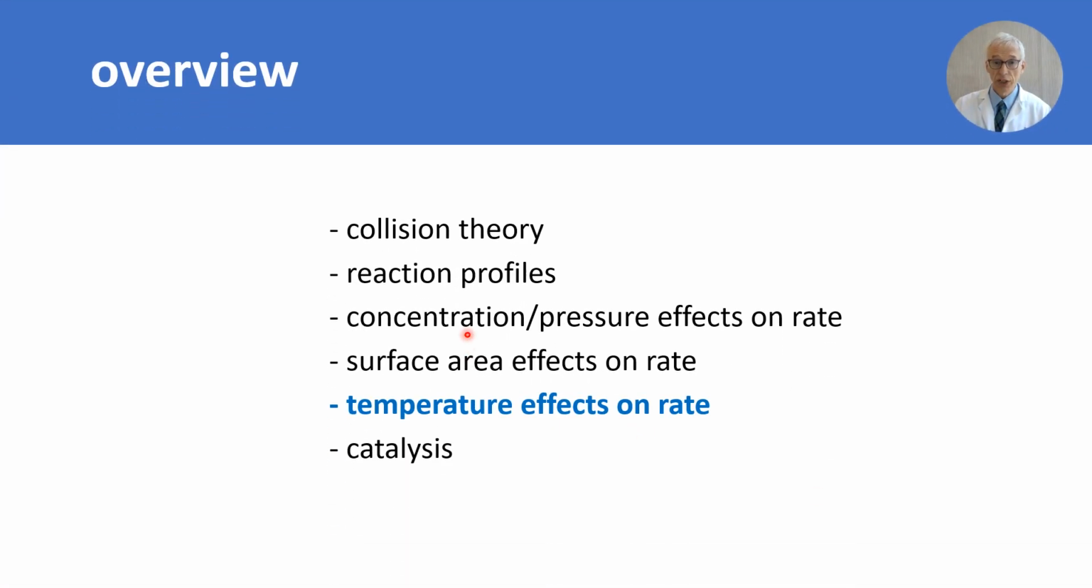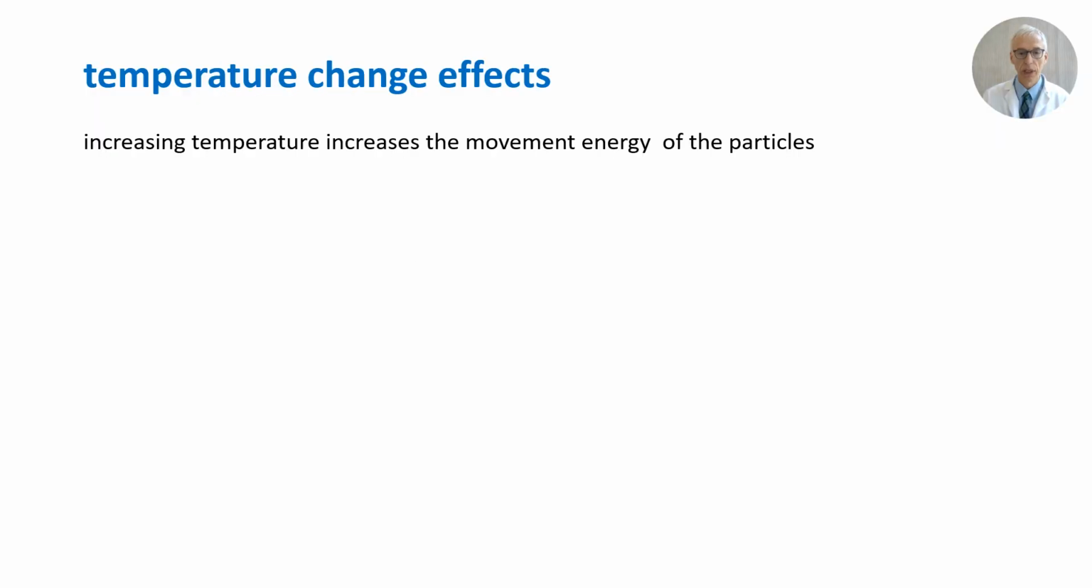So the explanations for the effect of concentration change, pressure change, surface area change on rate using collision theory focus on collision frequency. However, temperature effects and catalysis are more concerned with the energy of collision. So the effect of temperature change. Now, the principal effect of increasing temperature is to increase the movement energy of the particles.